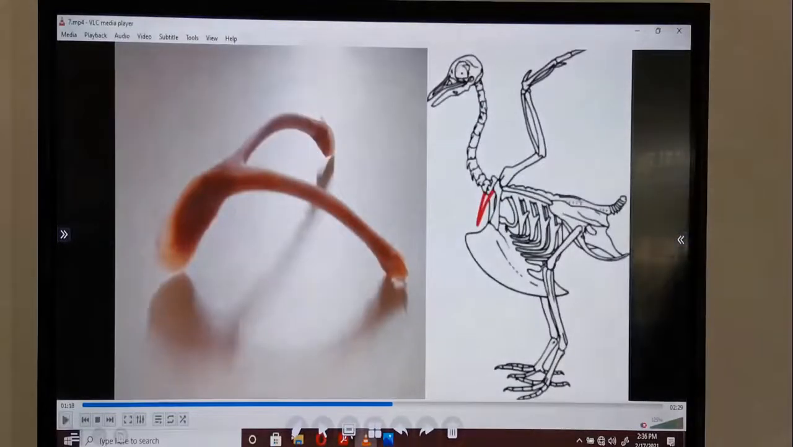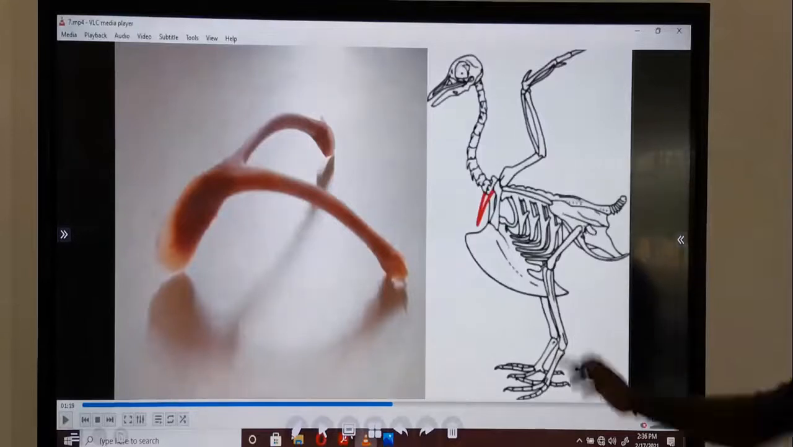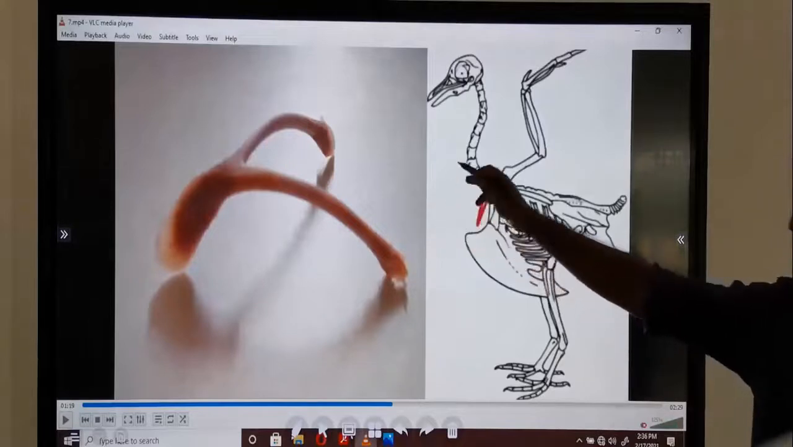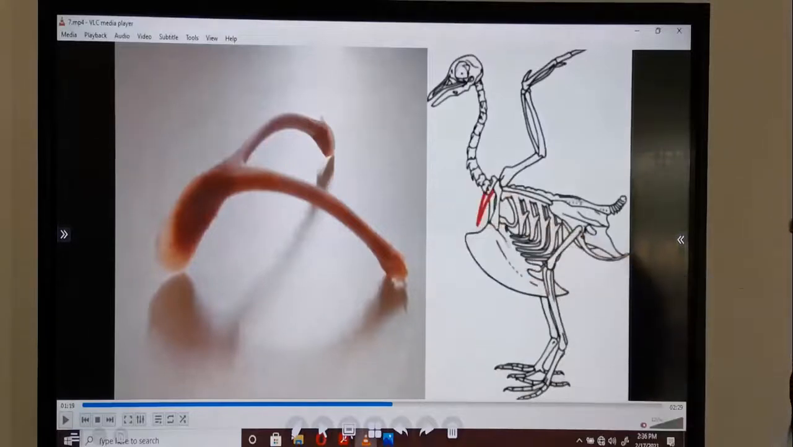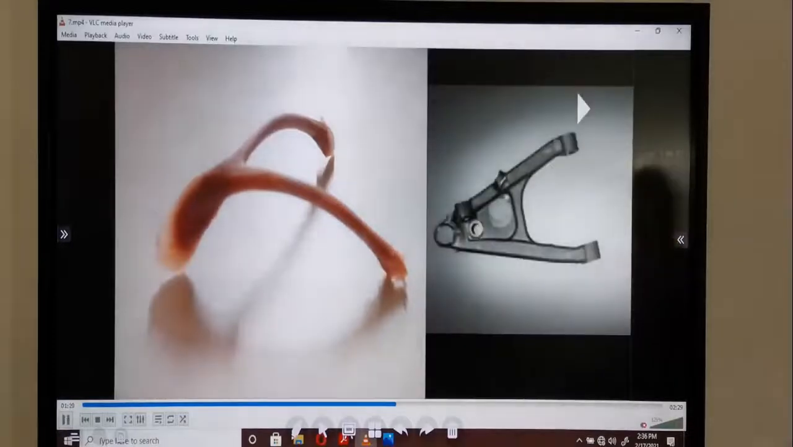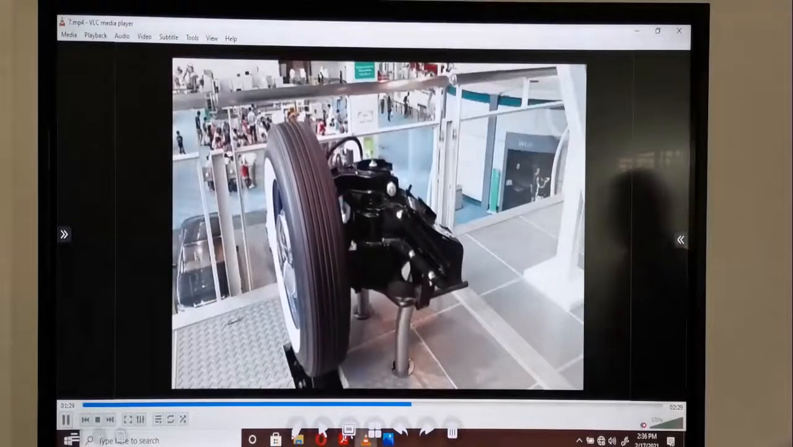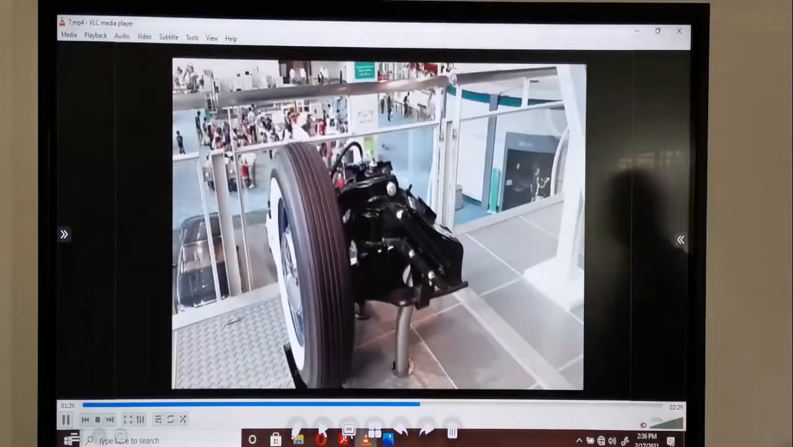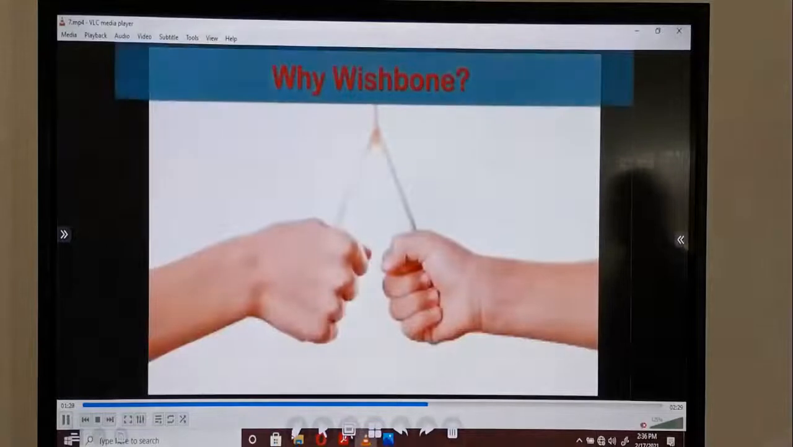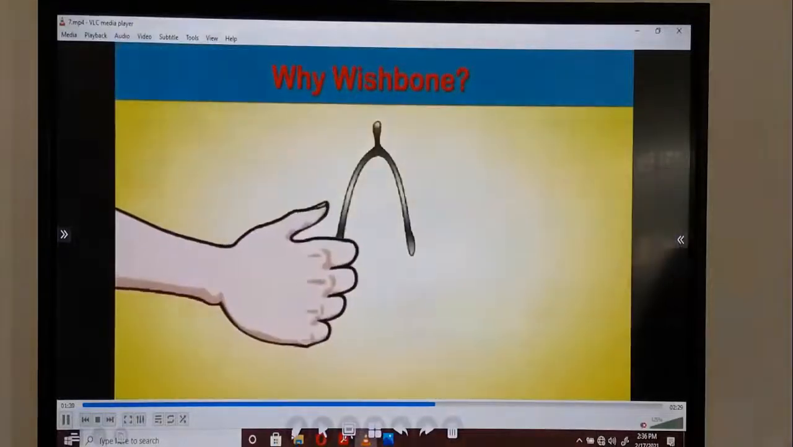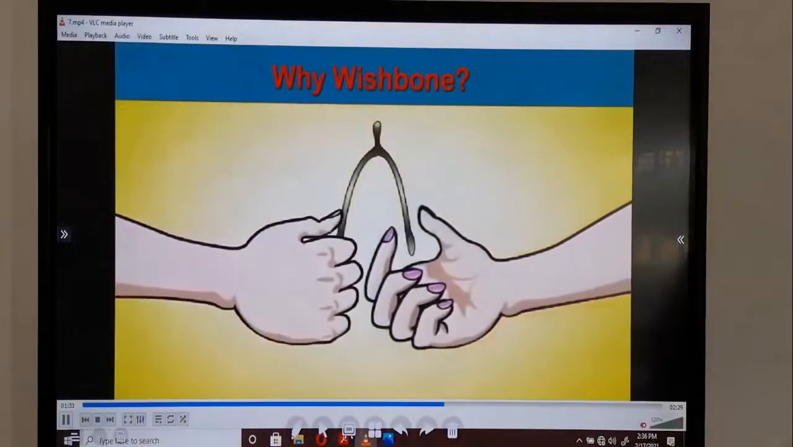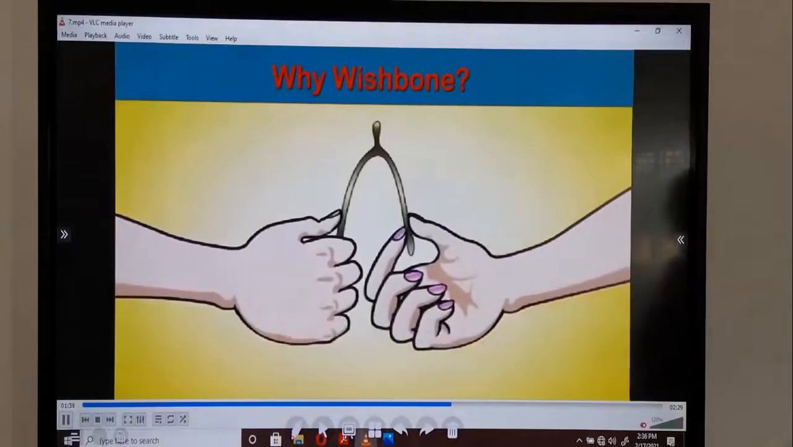Why the wishbone arms? This is the wishbone. This is the wishbone arm of this bird. Why did the name wishbone come? This name came from the bird. So this is the wishbone type suspension. Now you can see why wishbone. When you break the wishbone, what will happen? Where does it break?